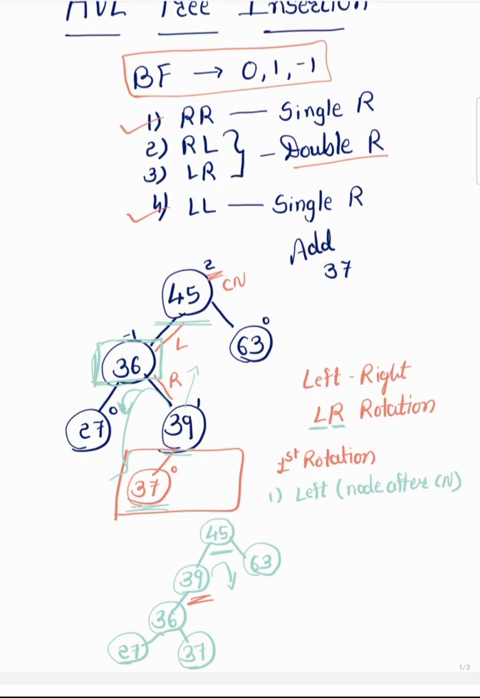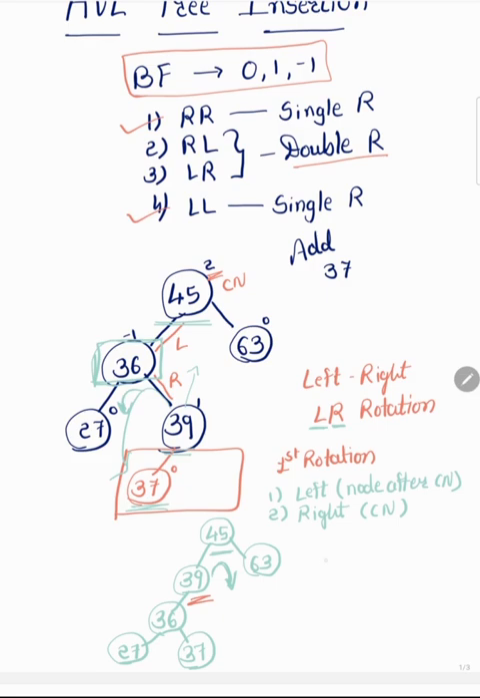So now the first rotation is done. Now we need to go towards the second rotation. As you know, it's LR, so the second rotation we need to rotate towards right. Now whom to rotate? You need to rotate the critical node. Previously you were rotating the node after the critical node, but here you are rotating the critical node itself. So you have this critical node 45, and you are rotating this 45 towards the right.